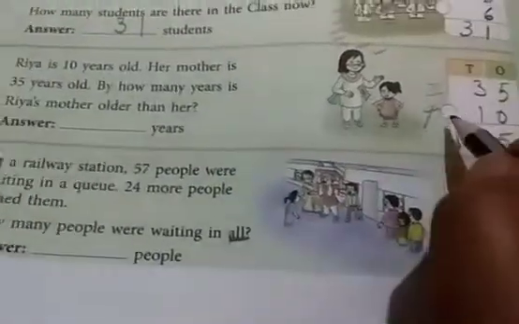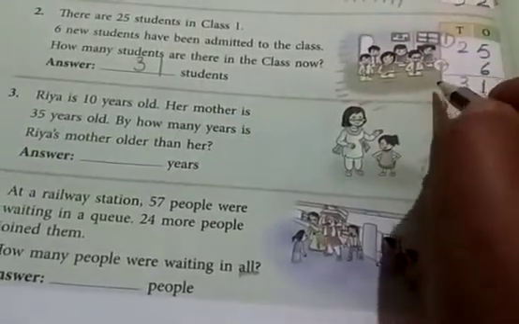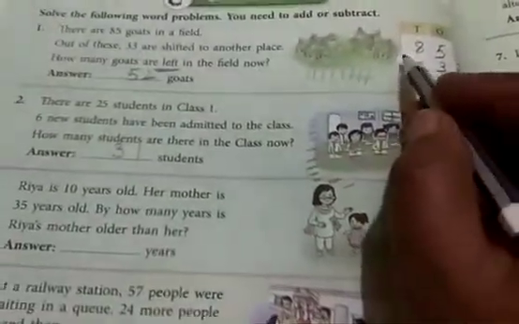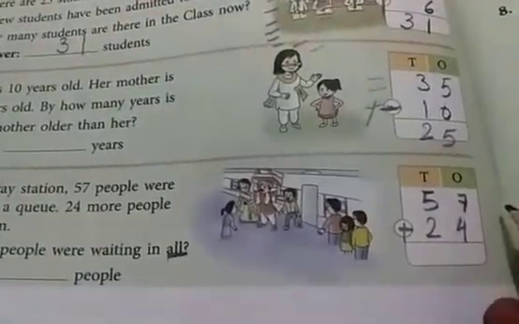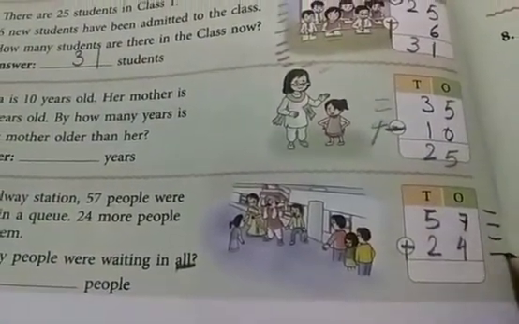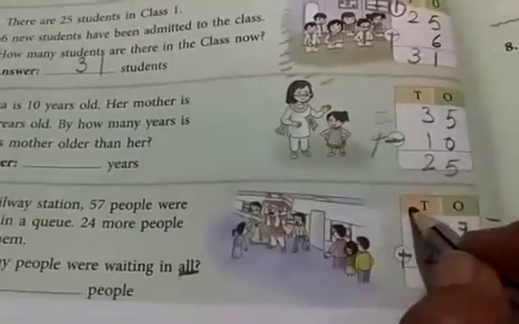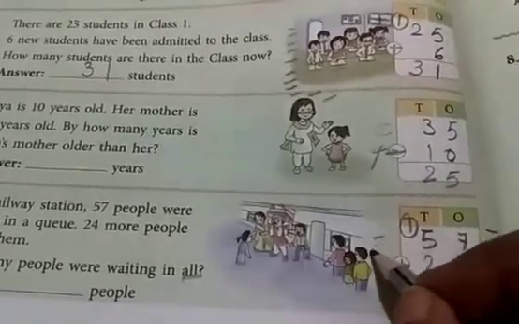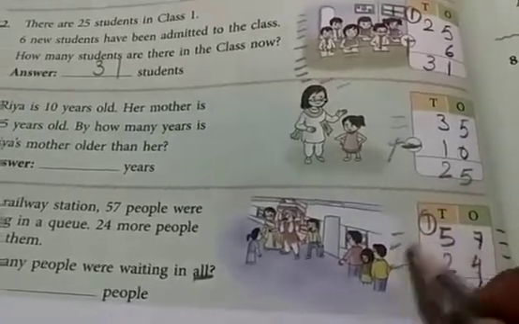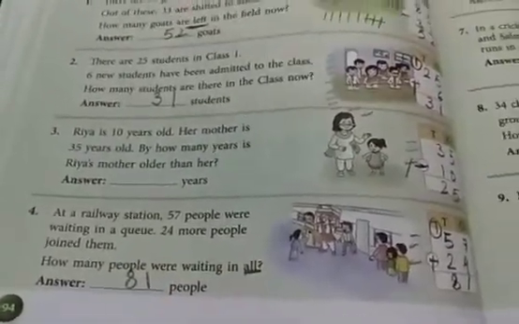Okay, this is subtraction, this is addition, this is also subtraction. So 7 plus 4. After 7 we will count the 4. Okay, after 7 we will count 8, 9, 10, 11. One will be here and another one will be carried. Then 5, then we will count 2. 5, then 2, and then 1. 5, then 6, 7, 8. What is the answer? It is 81. 81 people all together are waiting at the railway station.